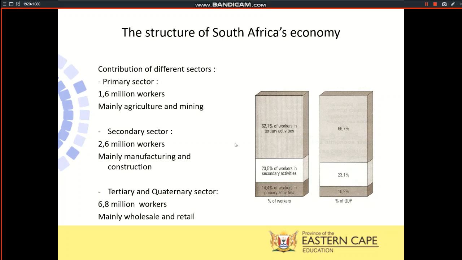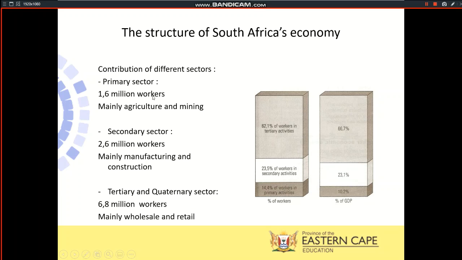Let's go to the structure of South Africa's economy, the actual structure. Let's look at the contribution of the different sectors again. Right. If you look at it, the primary sector, right? In the primary sector, how many workers basically work here? Now, this was basically just one particular year that they looked at the structure of the economy, but the idea is for you to basically just get an overview of what we mean when we say the contribution of the different sectors.